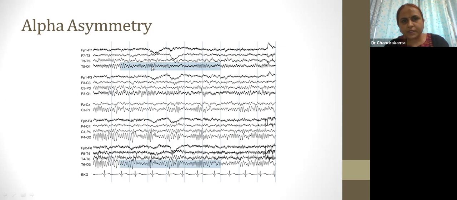So you can see the difference in the amplitude of the alpha waves. So this is alpha asymmetry and can be found with some lesion in the occipital area. So there can be alpha asymmetry.